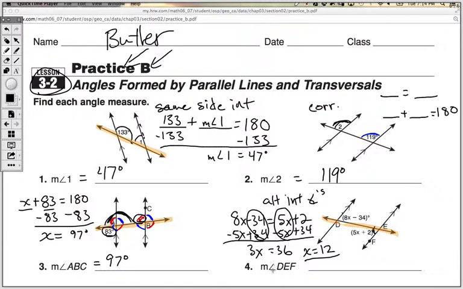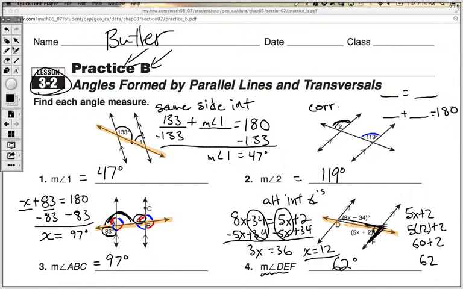Wait a second. It says DEF. So they want me to find this angle here. So I got to plug it in. Now I could use either one because they're equal. It doesn't really matter. I'll go ahead and use the one that they gave me, 5x plus 2. So I have 5x plus 2. That's really 5 times 12 plus 2. And 5 times 12 is 60, plus 2, and then that's 62 degrees. So 62 degrees. Awesome.